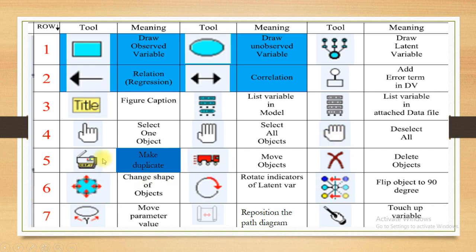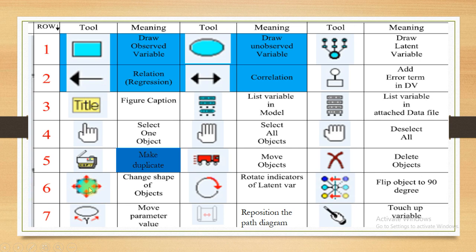Then this one is to clone or to make a duplicate of an object in a model. So you click and drag down and it will make a duplicate of the drawn object, whether it is observed or unobserved. Then this one is used to move objects. Want to move an object from one place to the other, this one is used. Then we have the delete sign. So the delete tool is also used to delete an object in a model.